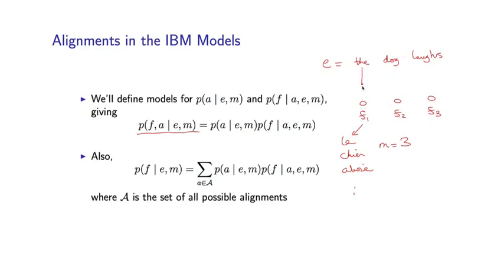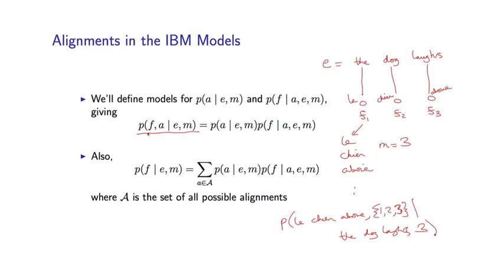So for example, we might have, as I showed you before, this alignment with the words le, and this, and then this. And that would be one particular choice, and so that would have probability of the alignment in this case being 1, 2, 3, sorry, 3, conditioned on the dog laughs and on the fact that the French translation is also of length 3.